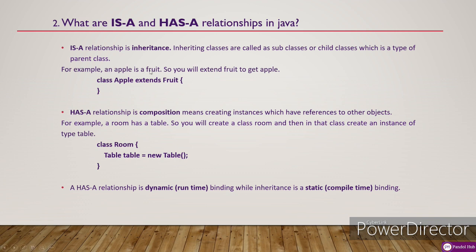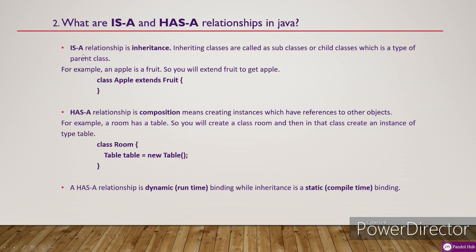For example, an apple is a fruit. So you will extend fruit to get an apple. Here fruit represents the parent class and apple represents the derived class, subclass or child class which extends the fruit. In this is-a relationship, both the classes can exist independently. If the parent and the child are not interdependent and they can survive without each other, in that case we go with an is-a relationship.